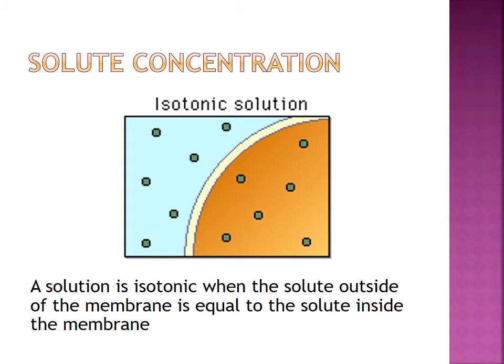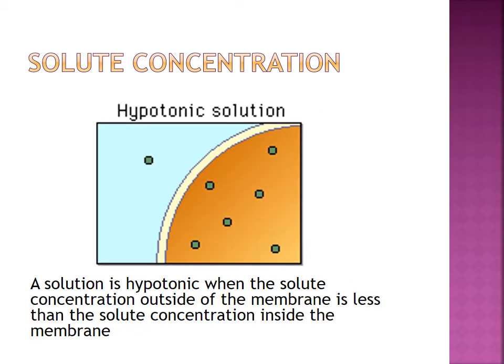Now that we have a barrier in the way, we can start describing our solutions. A solution will be termed isotonic. Iso means same. Think isosceles triangle, for those of you who are good at math. When the solute's concentration on the outside of the cell is the same as on the inside of the cell. So you have isotonic solution is the same solute concentration as the cell. A hypotonic solution. Hypo means small, little. A hypotonic solution has less solute than the solution it's compared to. So in this case, the cell, this orange piece, is placed into a hypotonic solution.